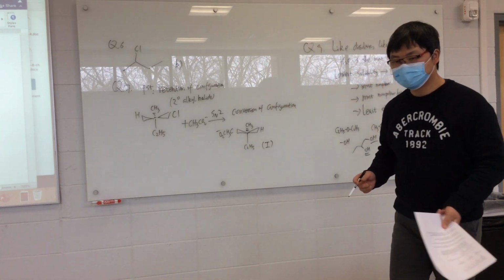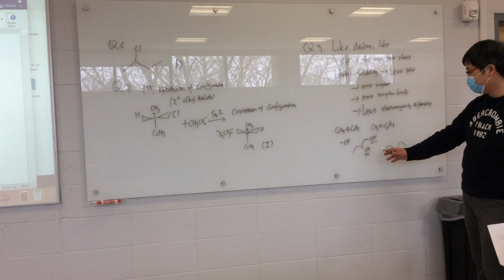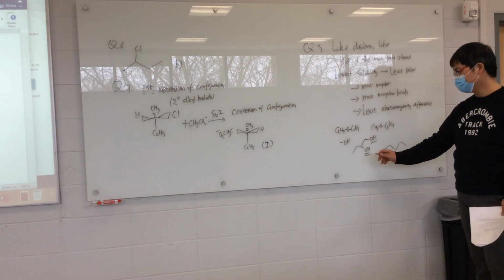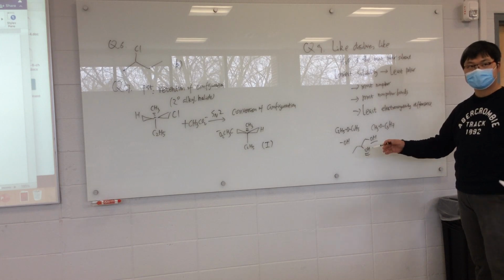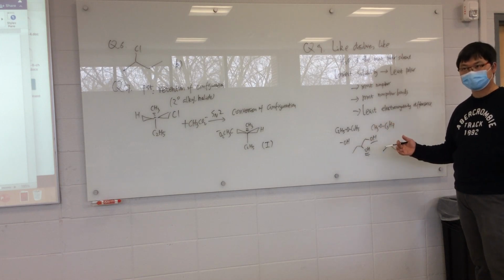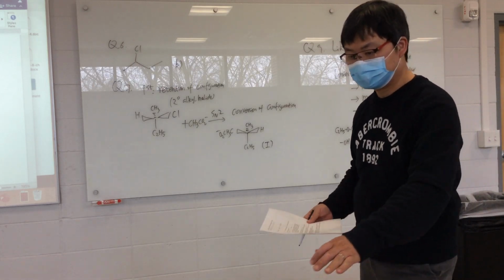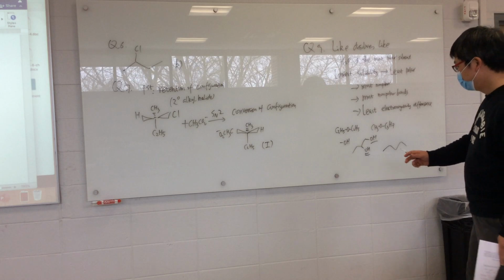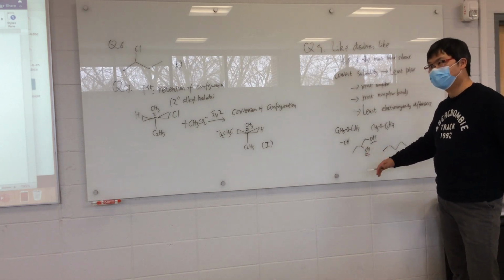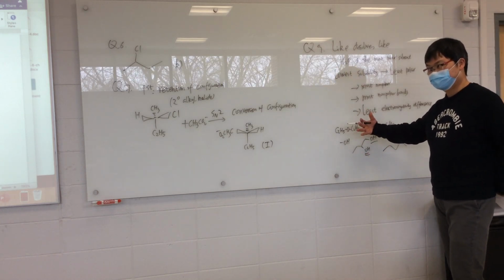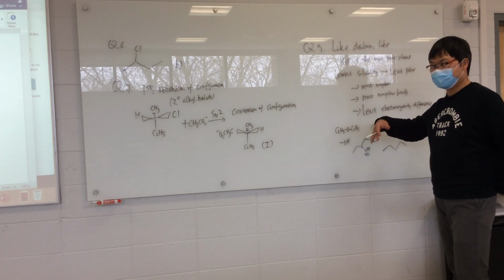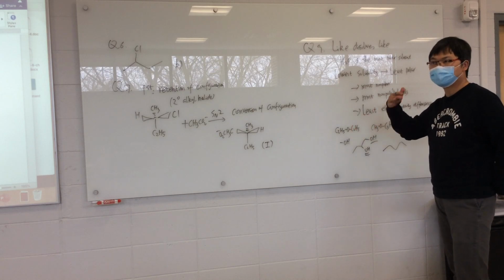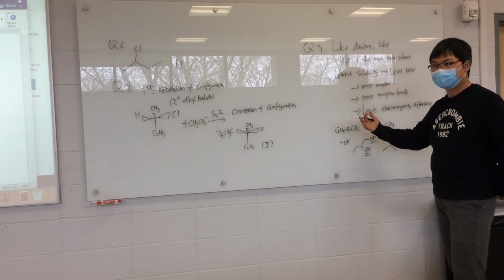Question 11 is also related. Which one has the highest boiling point? This one, because it has two hydroxy groups. These two properties are related. The more OH groups, the more polar, and then the higher the solubility in water, because water is the most polar solvent and like dissolves like.